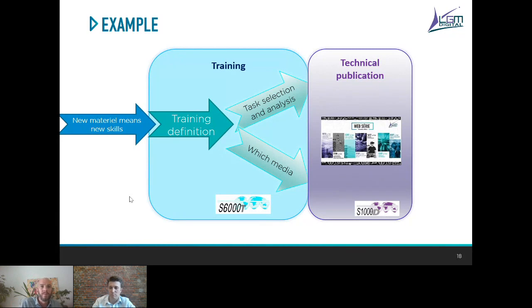So the interest of ASD is that the data from the design office is used just one time. The design office gives this data to the LSA, which analyzes it, and then the LSA will transmit this data with added value to the training, which adds value to this data to go to the technical publication. It's a principle of unicity of the data that we will apply.